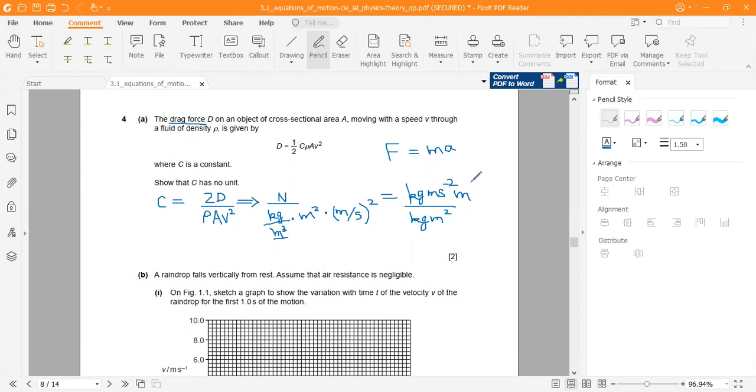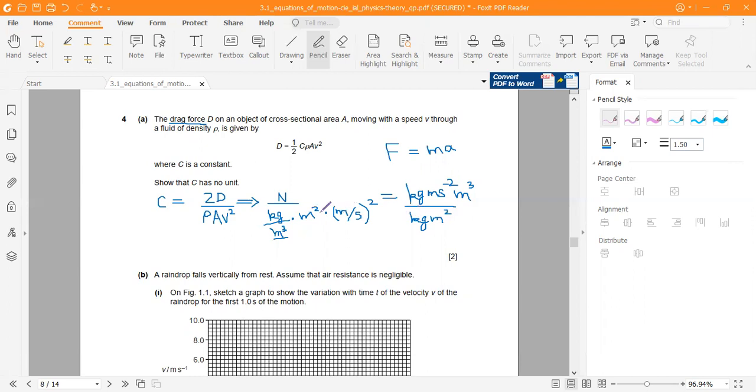This is m cube. Sorry, this is m cube. Meter cube. So this will become m4. Let me see if I'm making any mistake. So this is 2D, so we need to multiply kg, kg ms minus 2 m cube.